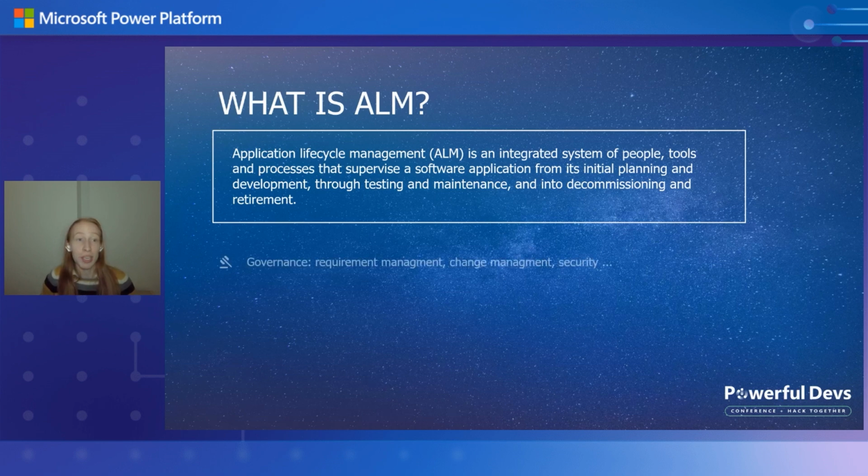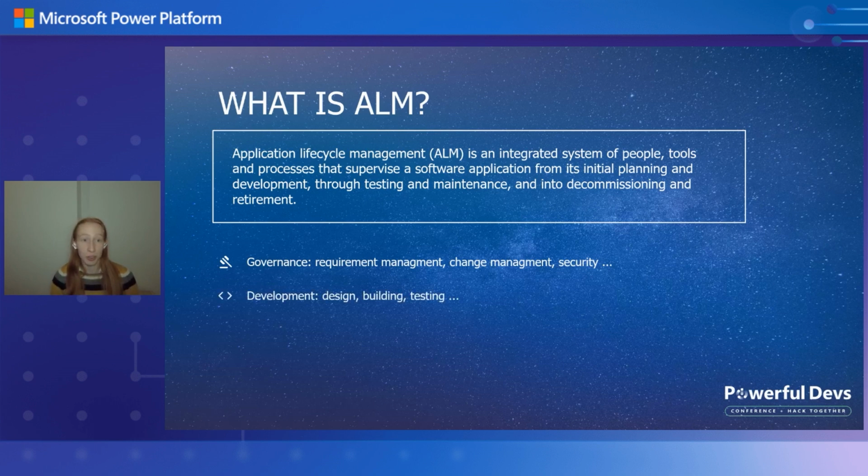So there are a few key areas. First of all, governance might be an area. You are going to do things like requirement management. If you have an idea for an application, you need to know the requirements. You need some change management because, of course, you want people to use the application. You need to consider security and so on.